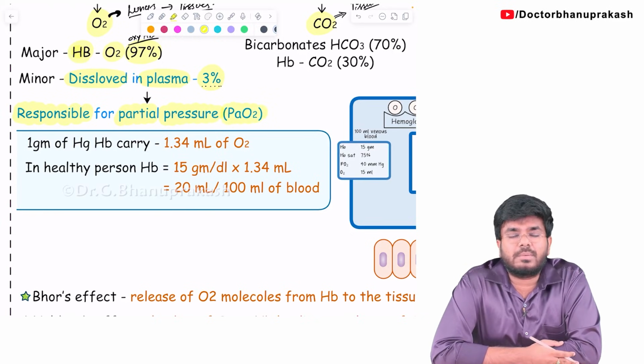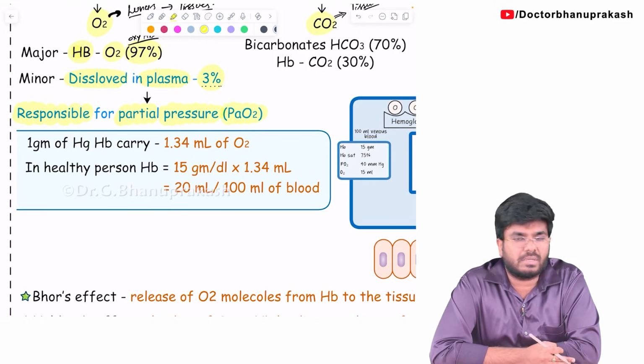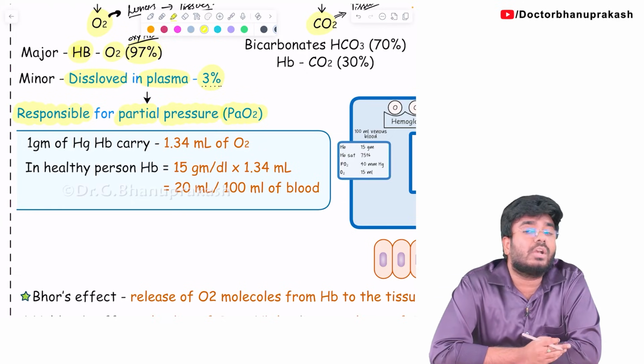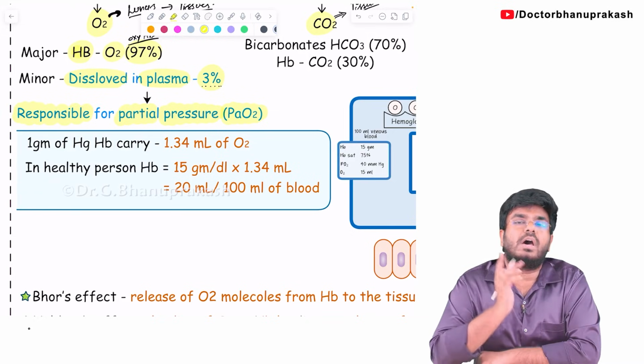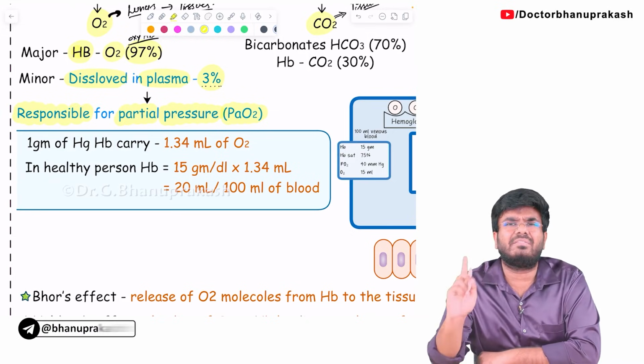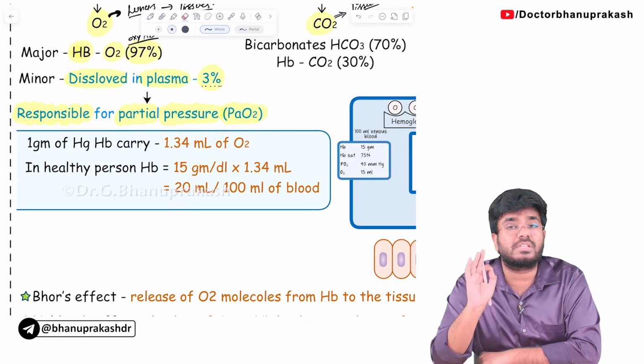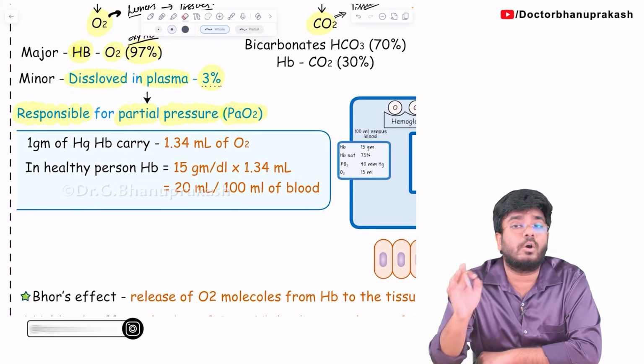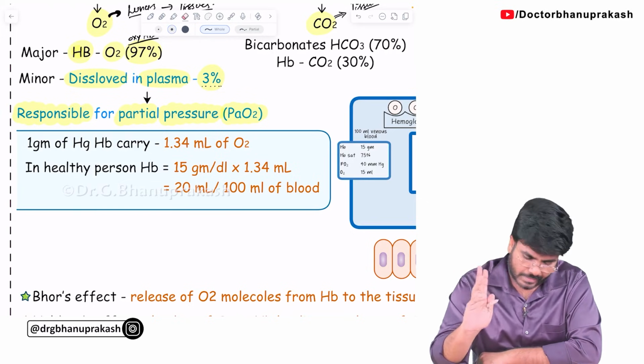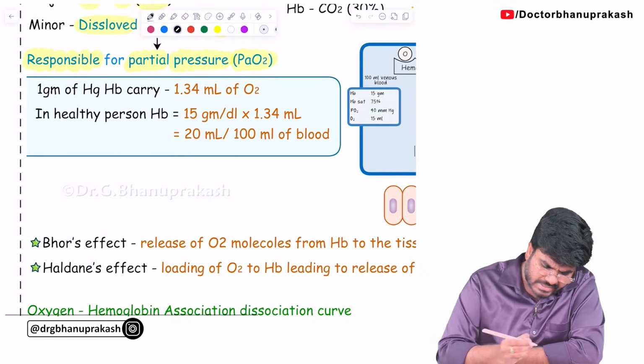So what exactly is this partial pressure? We will discuss that later. But if I use the word partial pressure of oxygen in the blood vessel, partial pressure of oxygen in the arteries or partial pressure of oxygen in the veins, it's always the partial pressure due to dissolved oxygen, not the oxyhemoglobin. Remember this first point. So always the partial pressure, either in an artery or a vein or a tissue, is because of dissolved oxygen. How much is the dissolved oxygen? 3%.